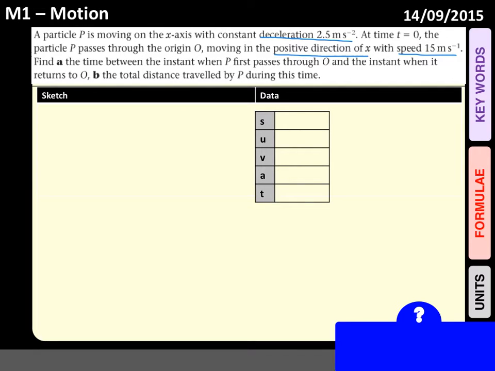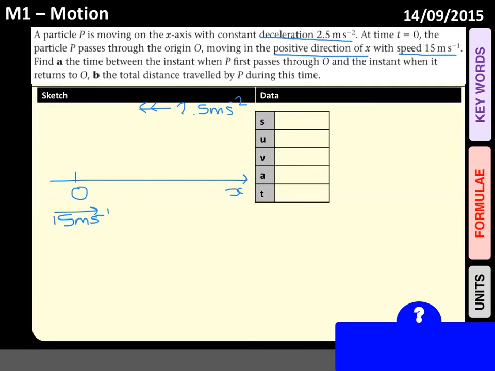So starting off with our diagram, we know that we've got movement in the positive x direction. I know my deceleration is going to be acting opposite to that, so that's 2.5 meters per second squared. The 15 meters per second, if we read back, is when it passes the origin O. So I'm going to mark on the origin O, and then draw my arrow saying it's moving this direction with a velocity of 15 ms^-1.